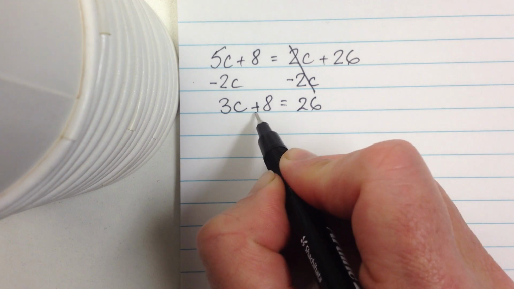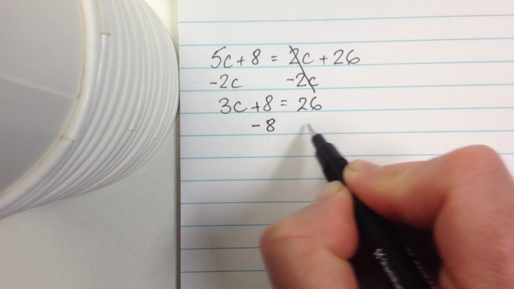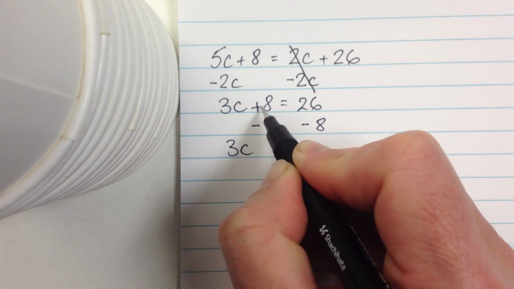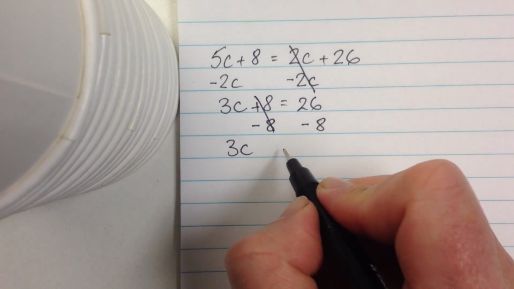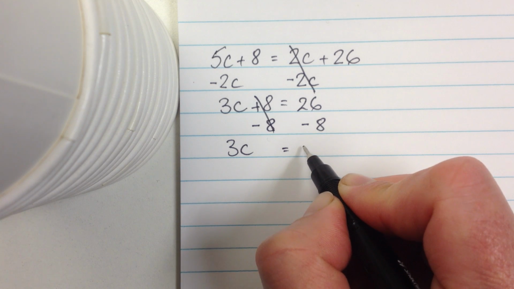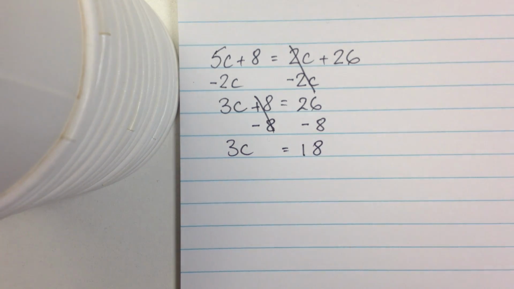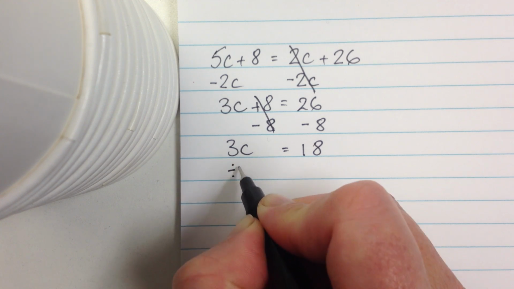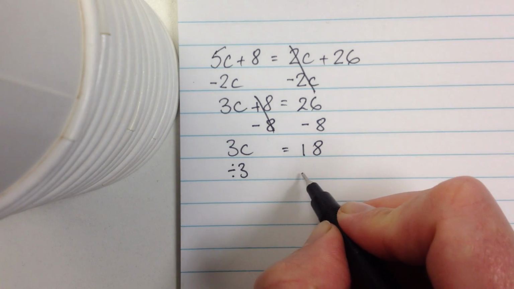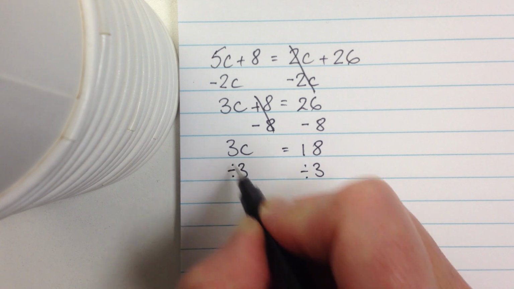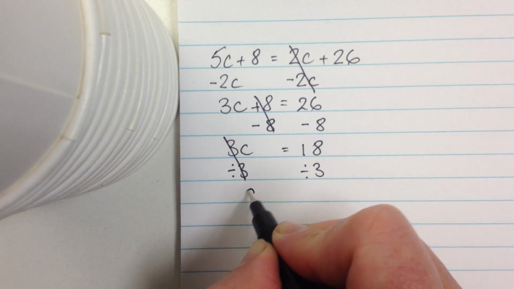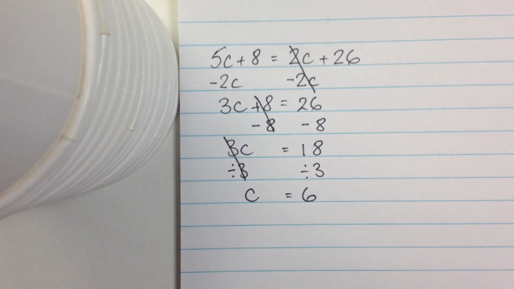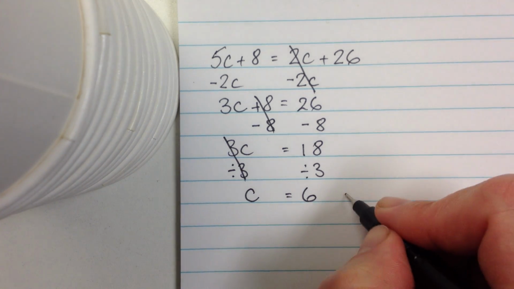Next line of workings, this is an add 8, so subtract 8 from both sides. 3c, add 8, subtract 8, gone. 26 minus 8 is 18. Then this at the moment is 3 times c, so we need to do the opposite operation. Divide by 3 on both sides. 3 divided by 3 leaves c by itself. 18 divided by 3 is 6, which is good, correct.